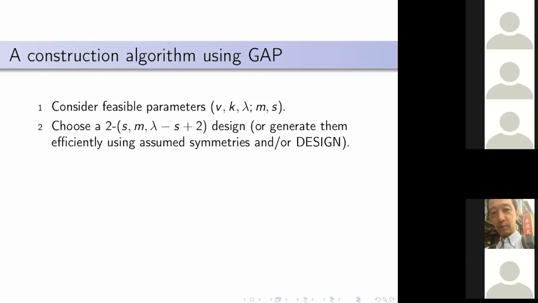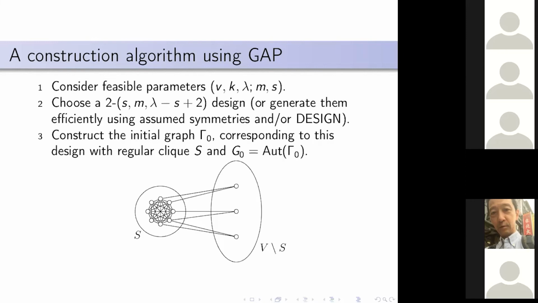We then choose a corresponding design, which you can do in GAP with the design package, and you can maybe choose many designs to check. And then we construct our initial graph with adjacencies corresponding to the design and the regular clique. And we find the automorphisms of this graph.